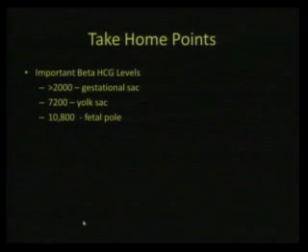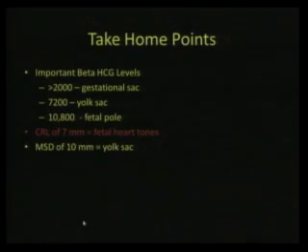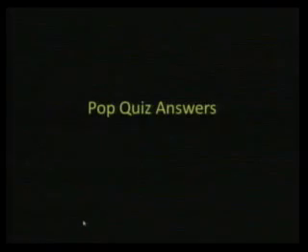7,200, we should see a yolk sac. At 10,800, we should see a fetal pole. Remember, crown rump length of 7 millimeters, you should see fetal heart tones. Mean sac diameter of 10 millimeters, you should see a yolk sac. Mean sac diameter of 25 millimeters, you should see a fetal pole.